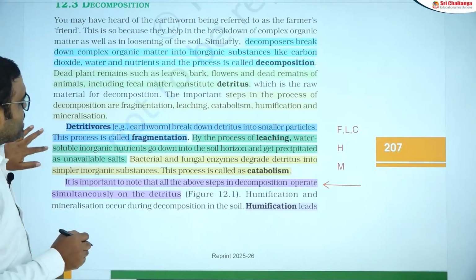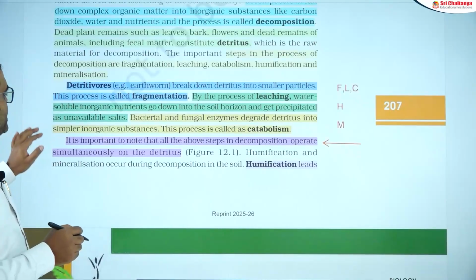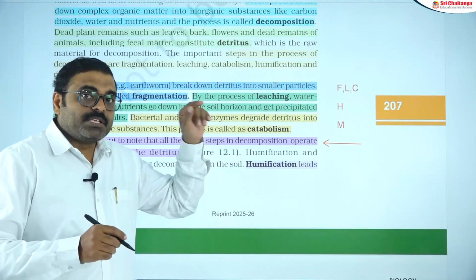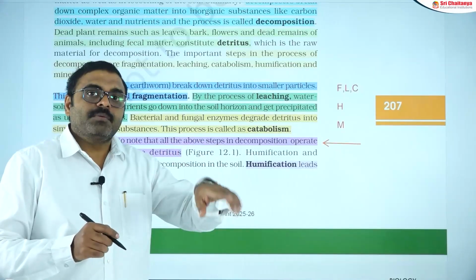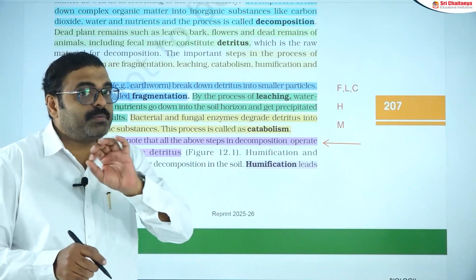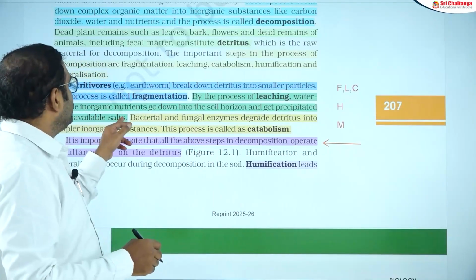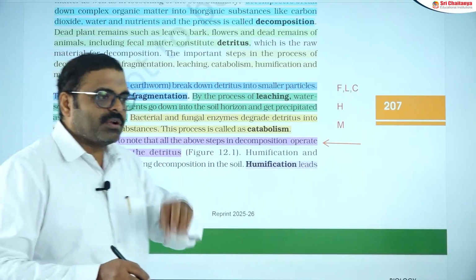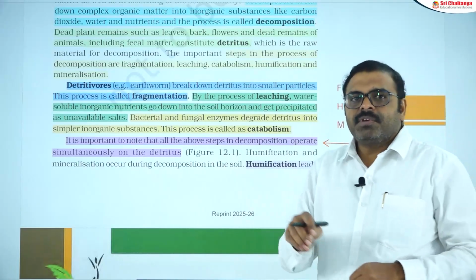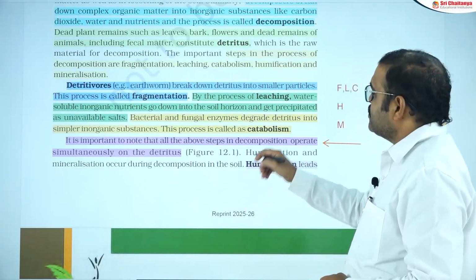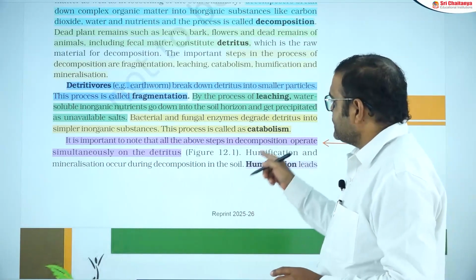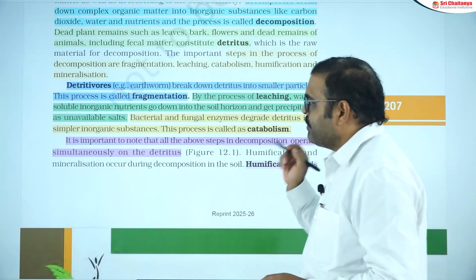After that, bacterial and fungal enzymes degrade this detritus into inorganic substances, known as catabolism. So catabolism is carried out by microorganisms, and leaching does not involve any microbial action, while fragmentation is done by organisms. So if organisms are not involved in a process of decomposition, you can apply the leaching concept. Okay.